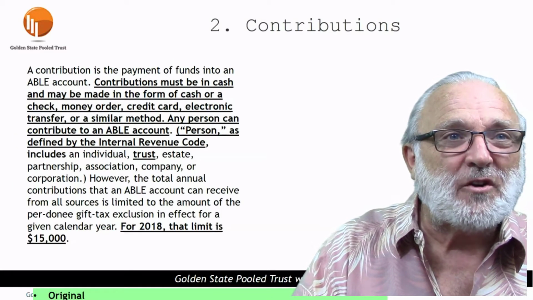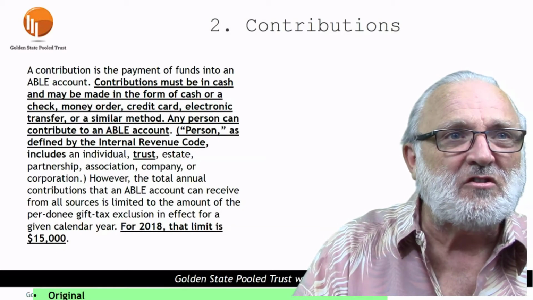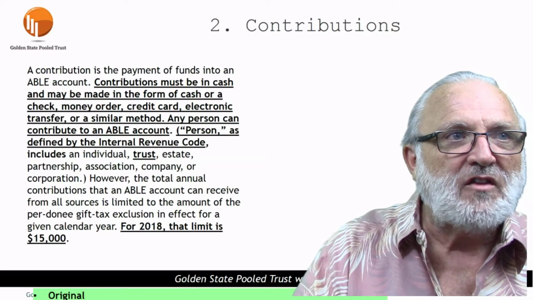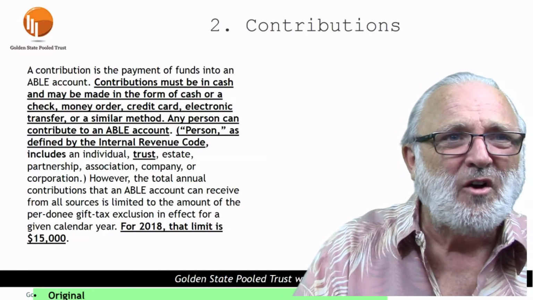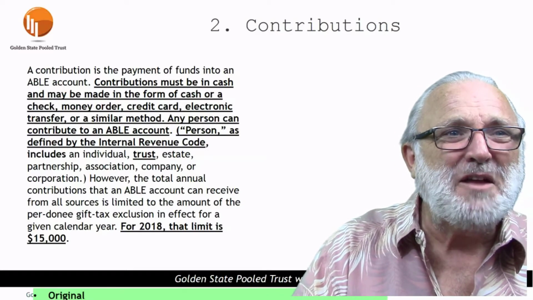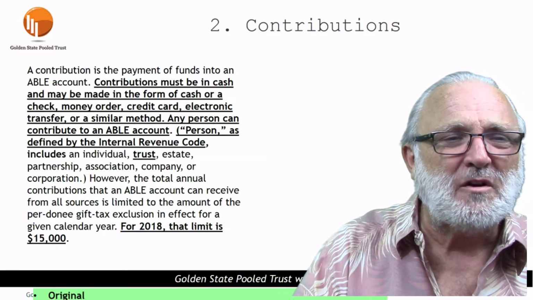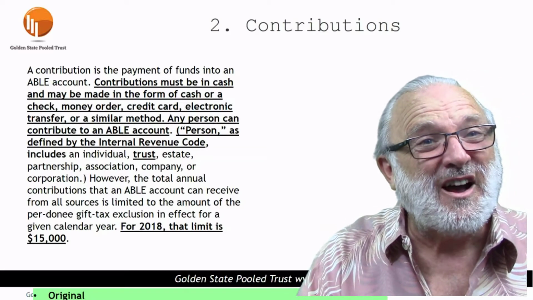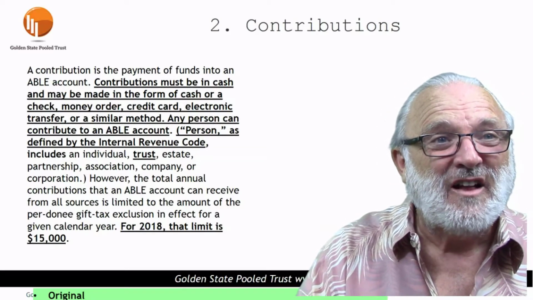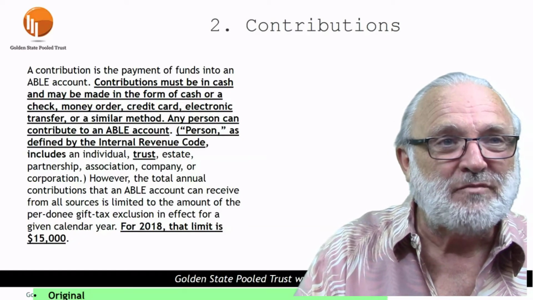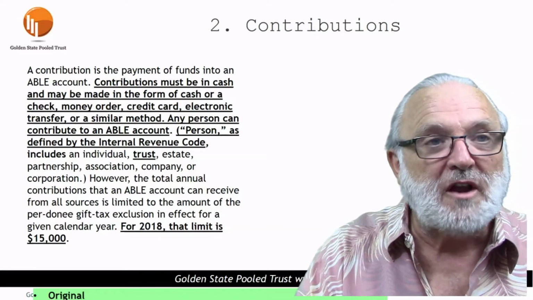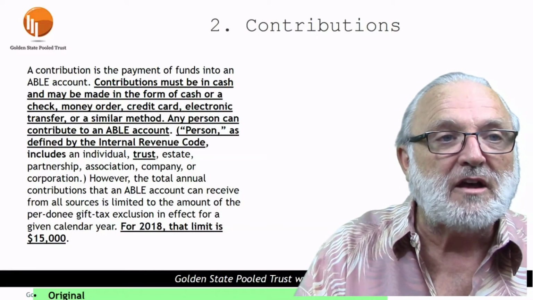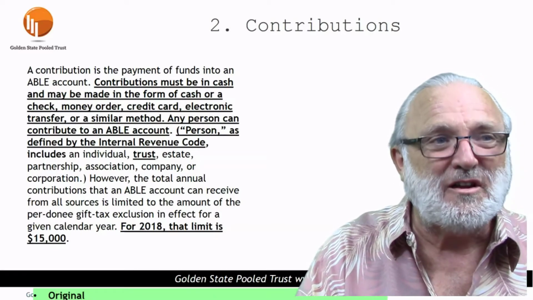Basically what it's saying for contributions is that contributions have to be in cash, and they can be in the form of a check, money order, credit card, electronic transfer, or similar method, and any person can contribute to an ABLE account. Now, because the IRS actually says that a trust is a person, it's clarifying that transfers to an ABLE account can be done by a trust, and we're going to see more of that later.